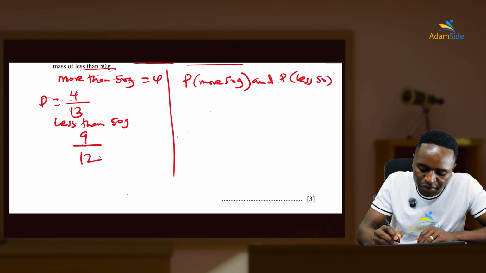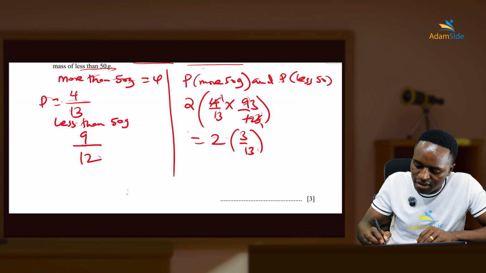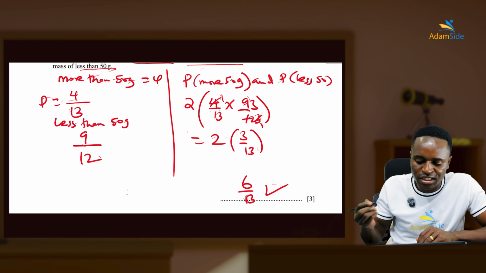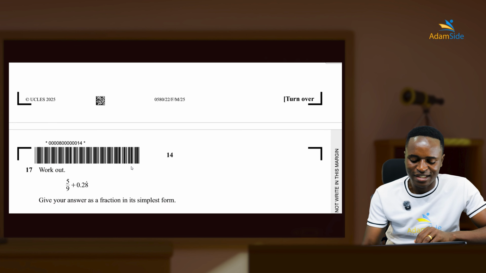And means multiplication. We have two events and they all have to happen. So if you simplify, 4 and 12 gives 1 and 3, and 3 and 9 gives 1 and 3, so you get 2 times 3 out of 13. Your answer is 6 out of 13. Correct. That's called probability and statistics.